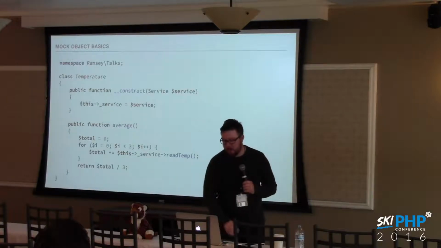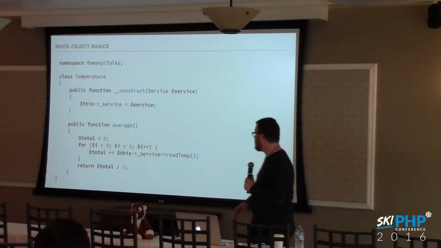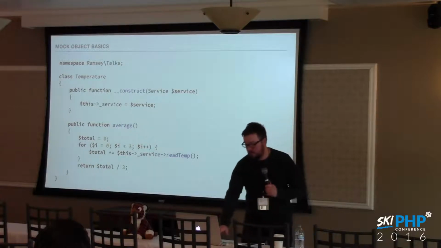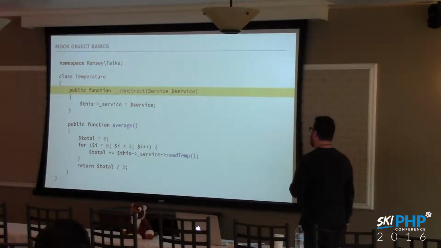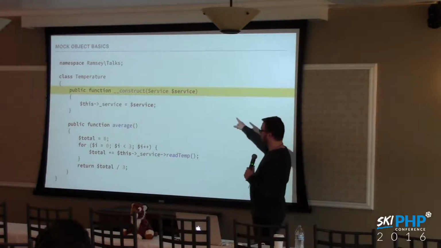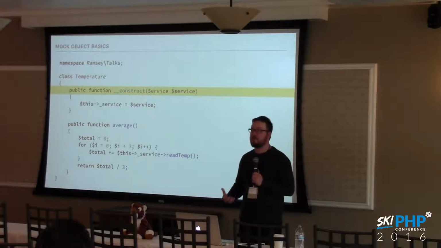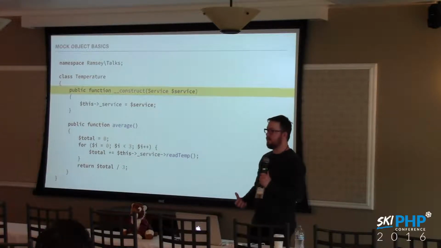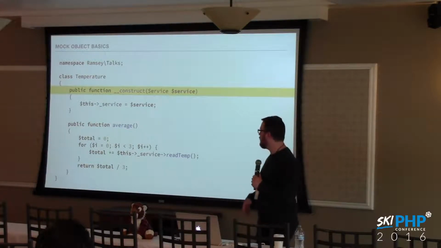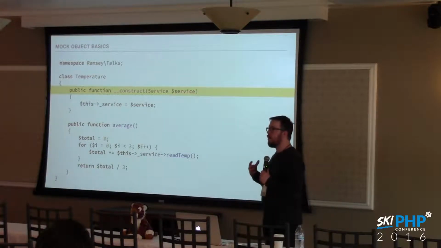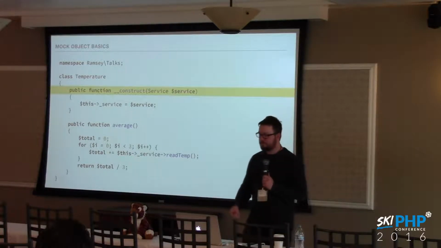Well, what if our temperature class looked like this? It's the same as what we saw earlier. There's just one simple change, and that is in the constructor, on type hinting that there's a class of type service that should be passed in. Maybe it's an interface, maybe it's an abstract class, but we are type hinting here.